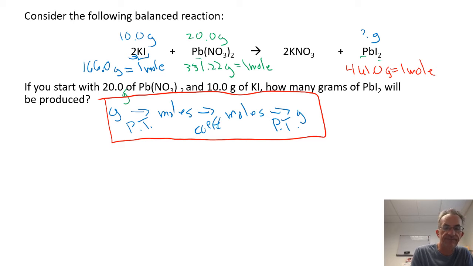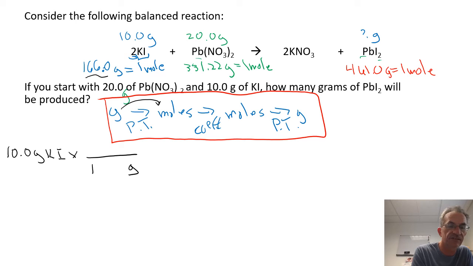So for the KI one, we're going to do 10 grams of KI. And I know I've got to get to moles first because that's what my game plan tells me, grams to moles. So we'll put grams on the bottom. And my game plan also reminds me we're using the periodic table. So when we put grams on the bottom, that makes the 166 go on the bottom and the 1 mole go on top. All right, now that would be for the KI.